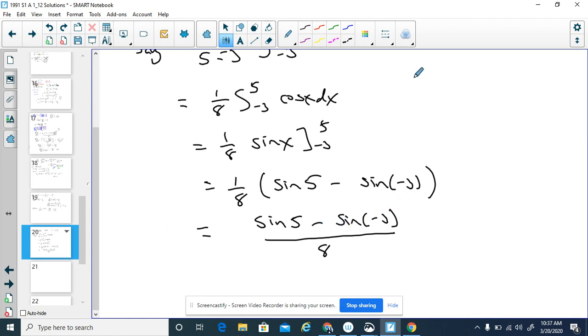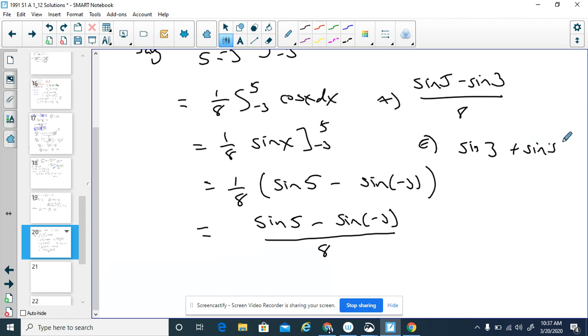All right, so what do you see? You see sine of 5 minus sine of 3 over 8. That's choice A. And then for choice E, you see sine of 3 plus sine of 5 over 8. And you're like, I don't know what the deal is. I did all this right. What the heck is going on? So these annoying little people that made this question are testing you on, do you know what to do with that? So what do I do with that?